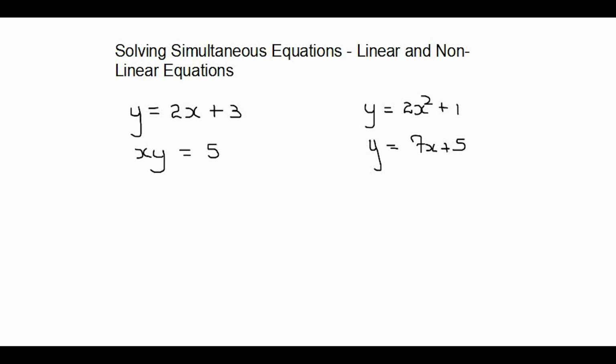Hey everyone, and welcome to this video on solving simultaneous equations. In today's video we're focusing solely on how we solve simultaneous equations involving a linear and nonlinear equation.